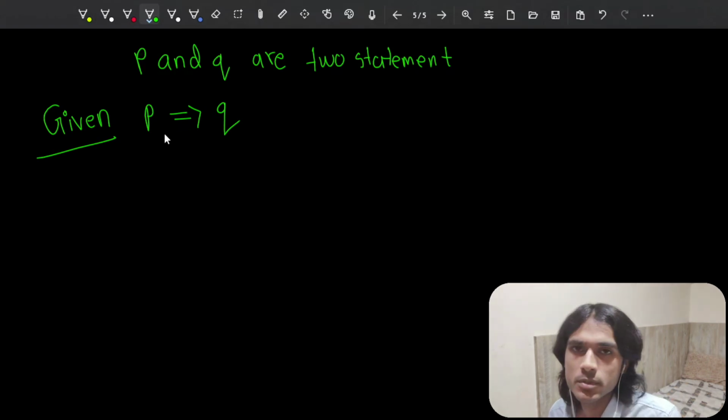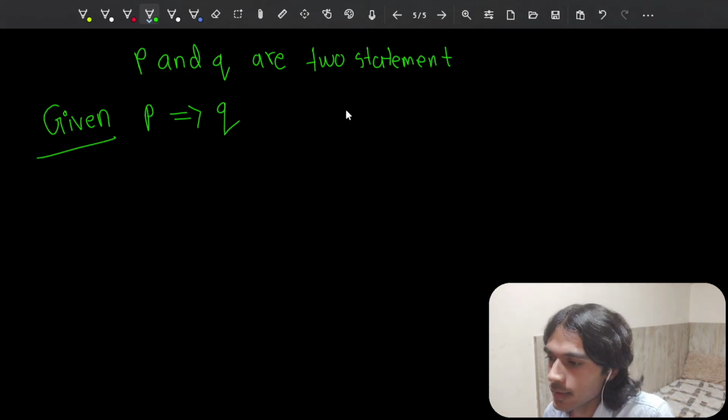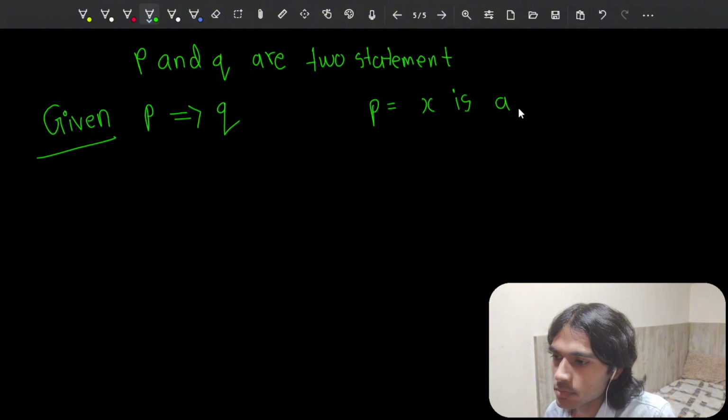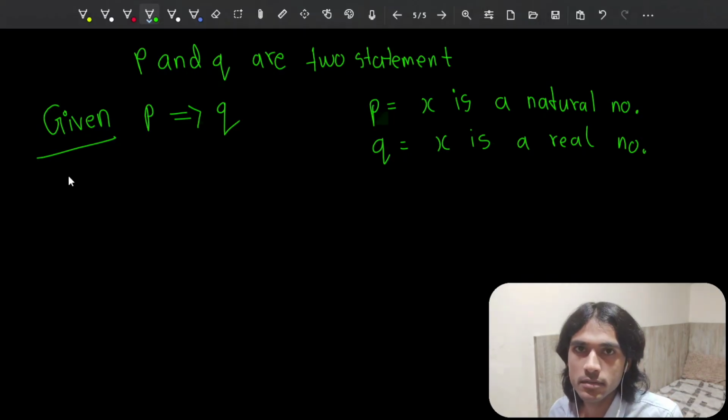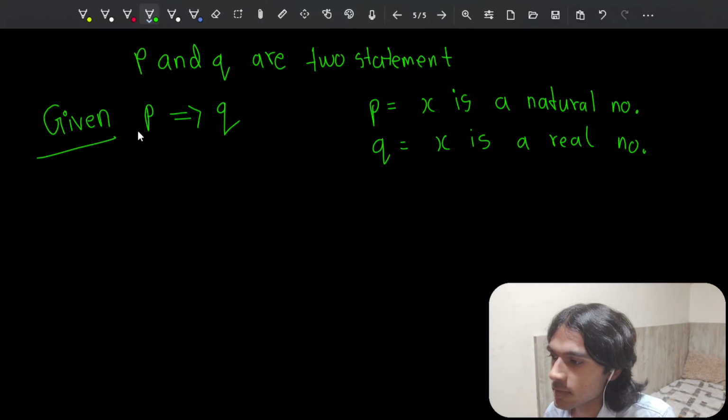So let me use an example so that you can have a better idea. Let's say P means X is a natural number and let's say Q means X is a real number. Now we know that every natural number is a real number, right? That means if I assume P, that X is a natural number, that implies that Q, X is a real number, is a correct statement. So in this case, P implies Q.